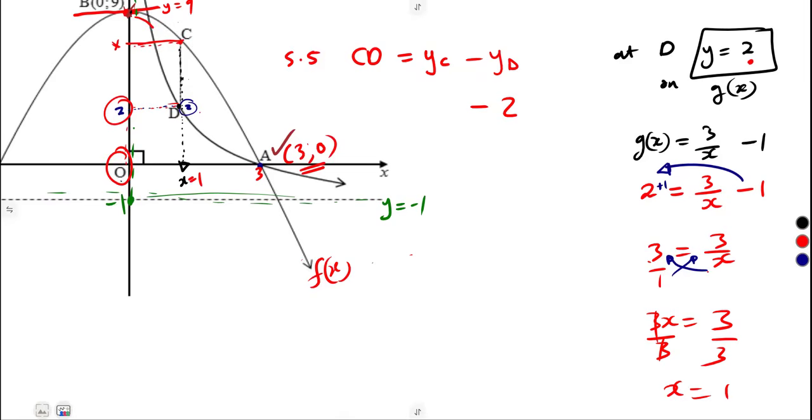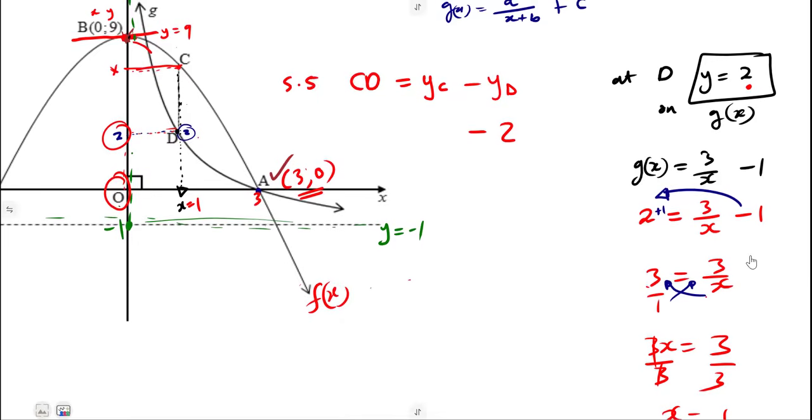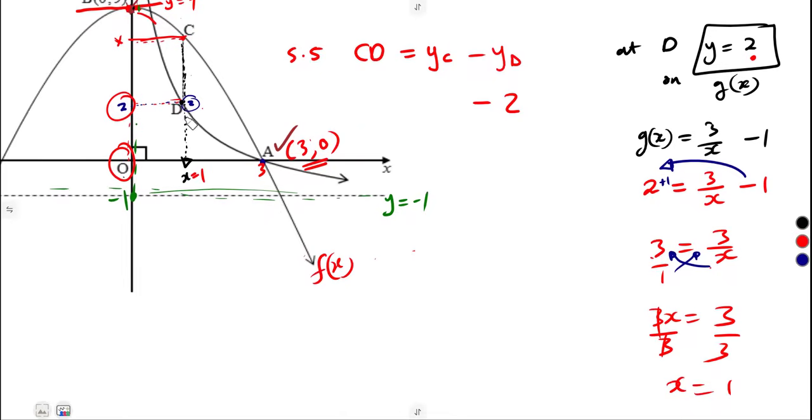So the x value there is 1. Remember what I was saying. It is the same value of x since it is a vertical line. It means at D, x is equal to 1, y is 2. Remember we said y is 2 there. What about at C? Because we know that x is 1, x is not going to change. So at C there, we know that x is 1. What about the value of y?